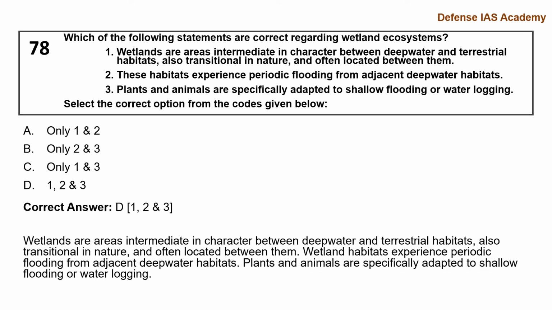The wetlands are areas that are intermediate in character between the deep water and the terrestrial habitats. Also, they are transitional in nature and they are often located between the deep water and the terrestrial habitats. The wetland habitats experience periodic flooding from adjacent deep water habitats. The plants and animals are specifically adapted to shallow flooding or water logging.